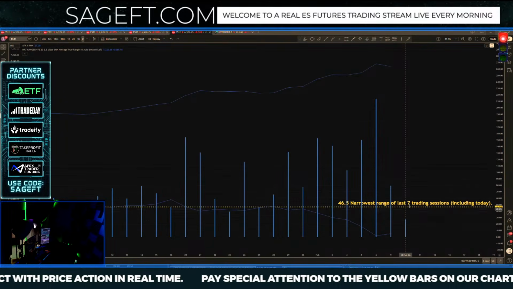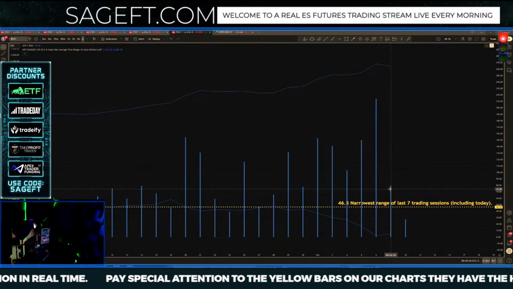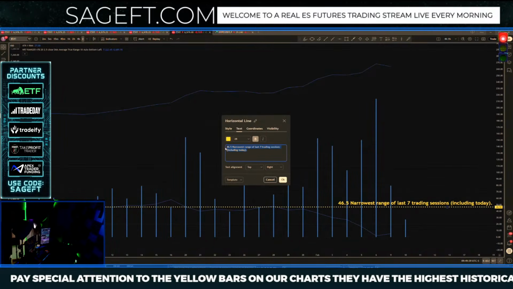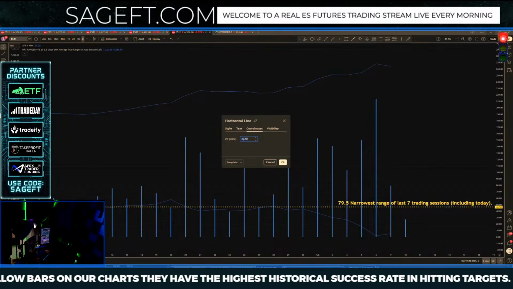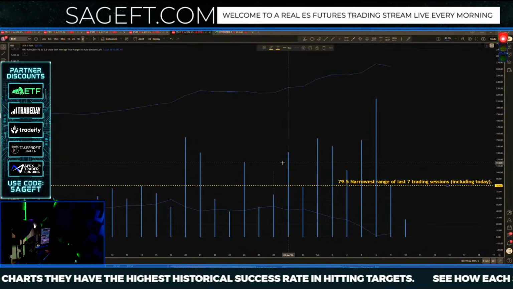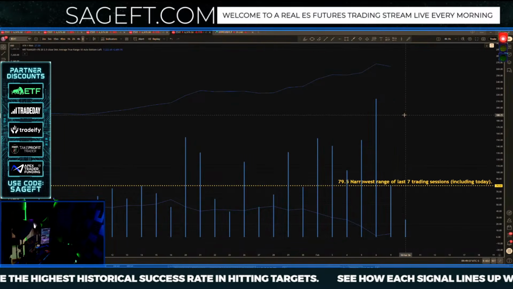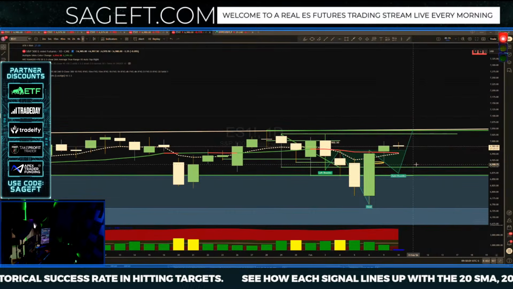We are in the narrowest range of the last 7 trading days. 1, 2, 3, 4, 5, 6, 7. We're the narrowest. 80. Look at that. 79.50 is the next narrowest. All right, and it's on the upward trajectory, right?